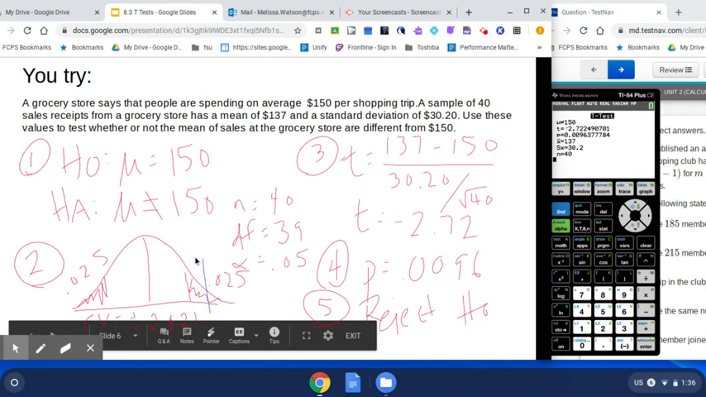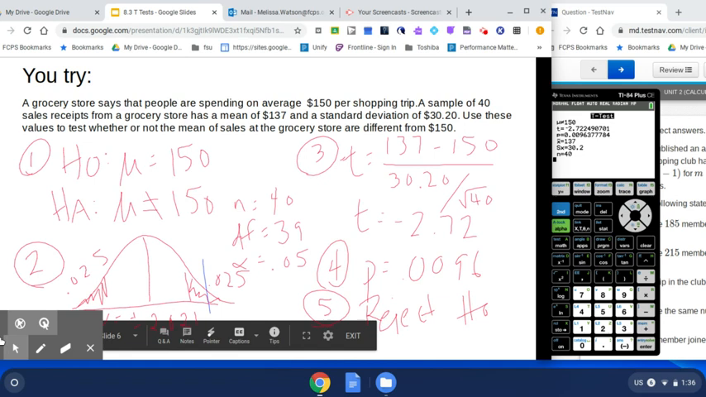I put a blue line on my curve indicating where that is. Notice that it's in the shaded region. Our probability is pretty small, 0.0096. That's smaller than the 5% alpha value. So we reject the null hypothesis.